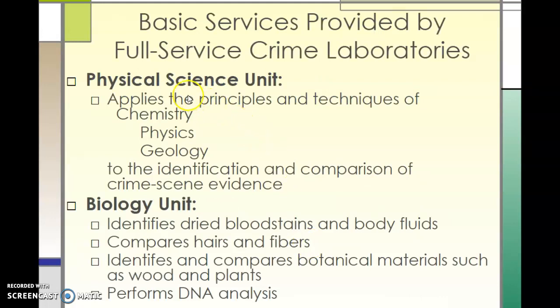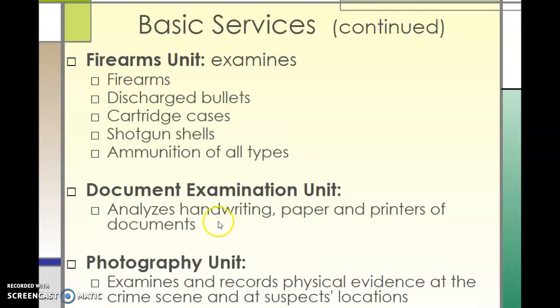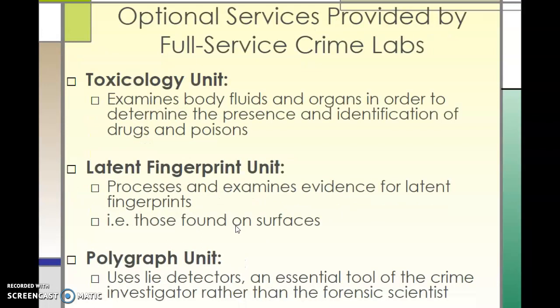So the physical science unit kind of breaks it down. Anything to do with chemistry, physics, geology, the identification and comparison of crime scene evidence. Biology would be blood stains, bodily fluids, hairs, fibers, botanical materials like wood. And then we have firearms, in which we would look at cartridges and bullets and shotguns. And then document examination would be handwriting, paper, and printers of documents. Photography looks at physical evidence of the crime scene and suspects.